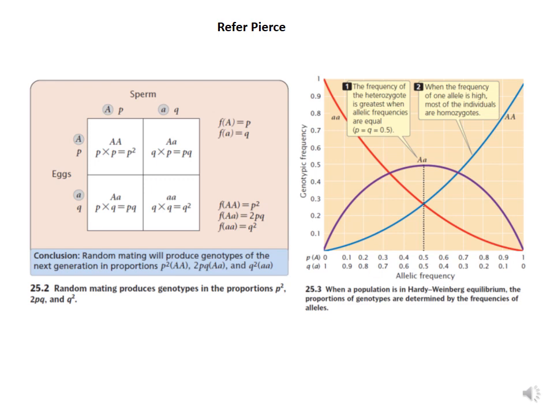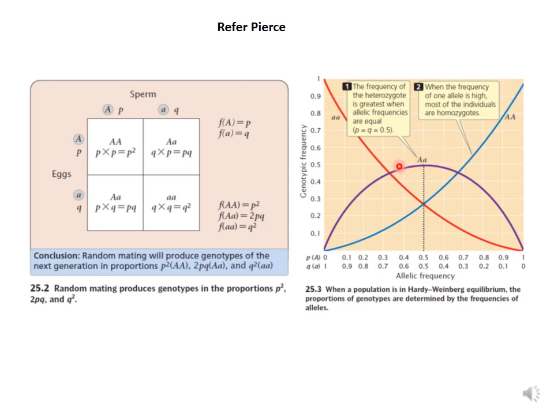that is 1. And as the dominant allele frequency, that is p of A, increases from 0.1 to 0.2 to 0.3 to 0.4 to 0.5 to 0.6 to 0.7 and so on, you can see that the recessive allele frequency is decreasing. So they have an inverse relationship: when the dominant allele frequency increases, the recessive allele frequency decreases.